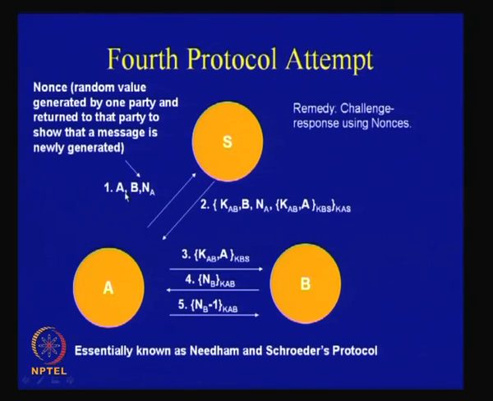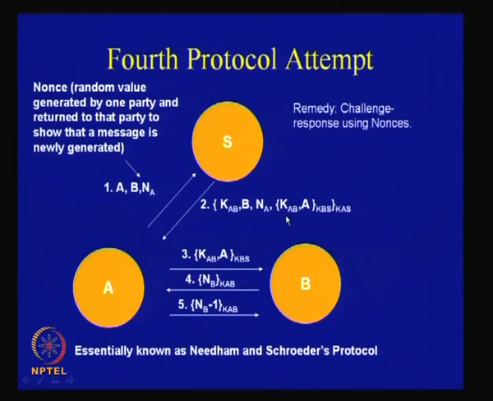So, what may happen is that A sends to S: A, B, comma N_A. In the previous version it was A comma B, now we have added a fresh nonce, which is N_A. Now, when S sends back the message to A, it takes the key K_AB, which is the session key, along with B, along with this N_A, which is sent back, so that when A decrypts it, it gets back this N_A and knows that it is new. So, the message which has been received back corresponds to this request and hence it is fresh, right. And along with it is K_AB comma A, which has been encrypted by K_BS, and the whole thing has been encrypted by K_AS.